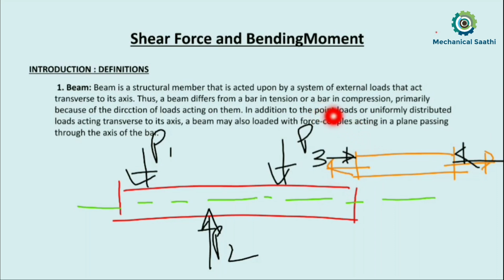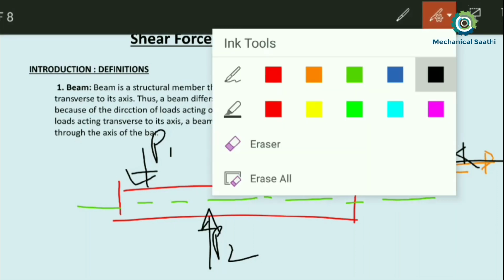So in the case of a bar, the force or load is applied along the axis. That means along the axis we are applying the forces, but in the case of a beam, the forces or loads are applied perpendicular to the axis. In this way a bar differs from a beam. I think you have understood this one, so let me erase all these things.